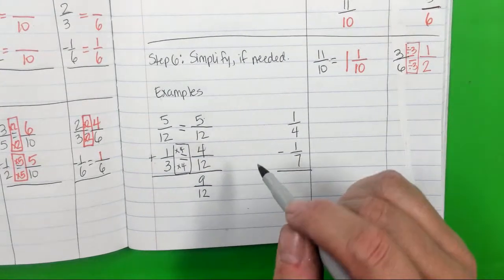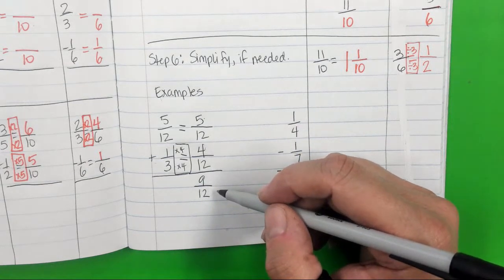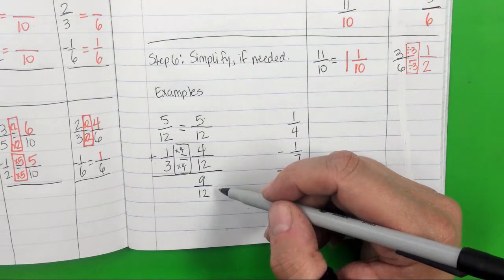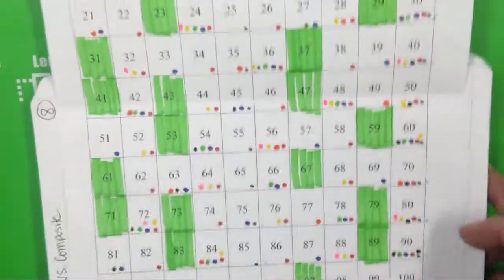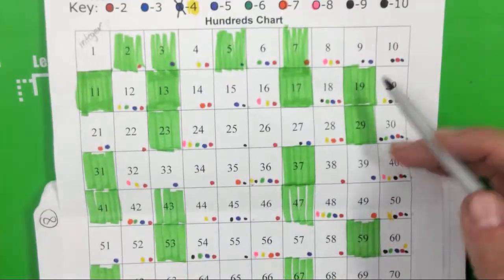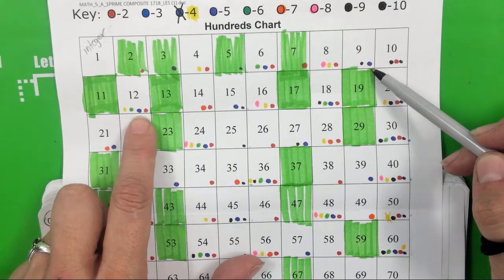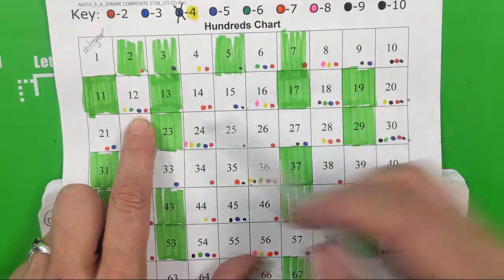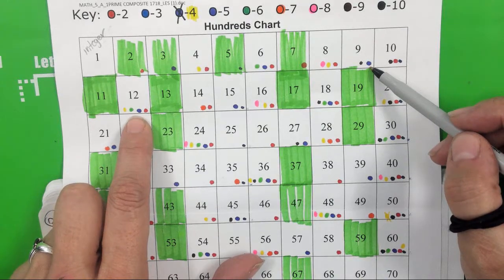9 and 12, is that the smallest that 9 and 12 will go? Is there any number that can go into 9 and 12? Do 9 and 12 have any common factors? If you need to, remember this chart? Pull out this chart. What do 9 and 12, what colors do they have in common? See, I got a purple here and a purple here. What is purple? No, not purple. I'm sorry. That's blue. My bad. Sorry. What do they have in common? Good job. They're 3.